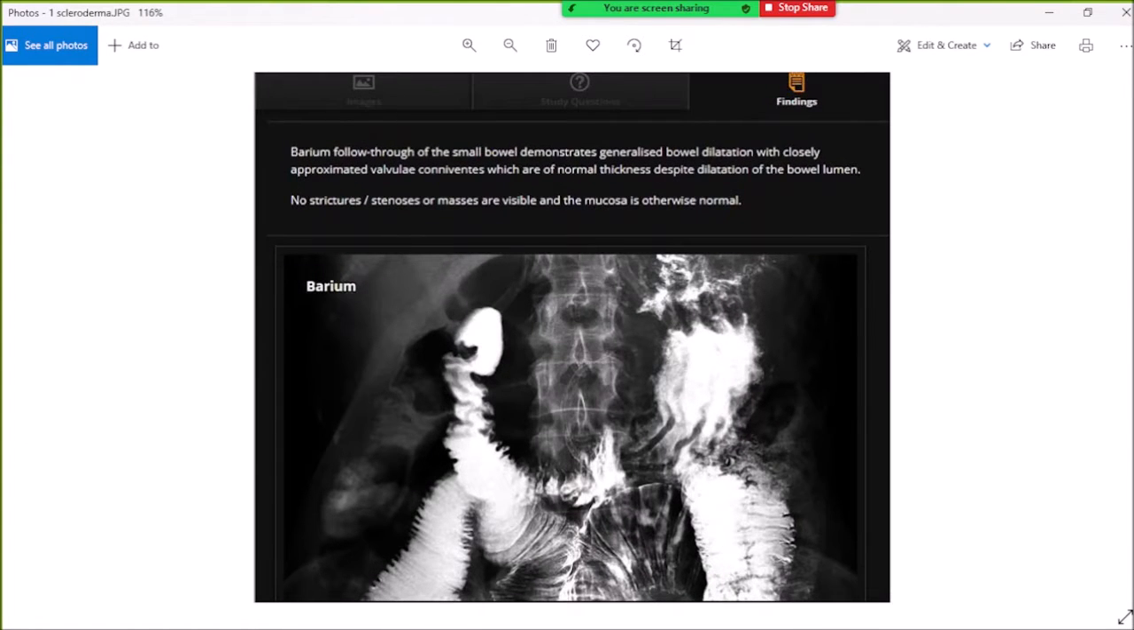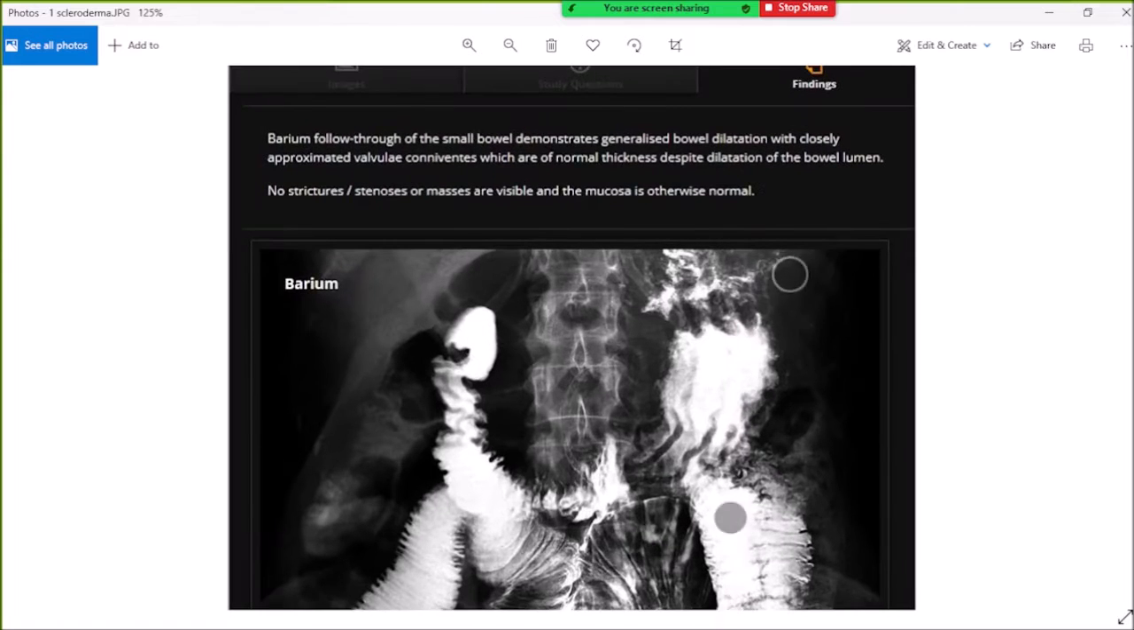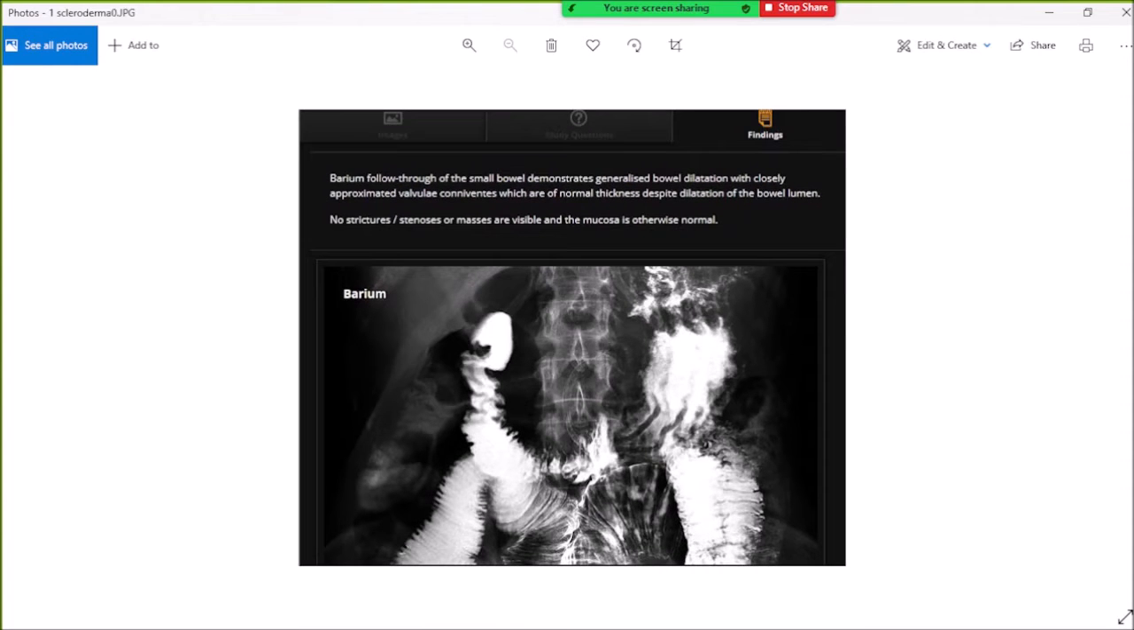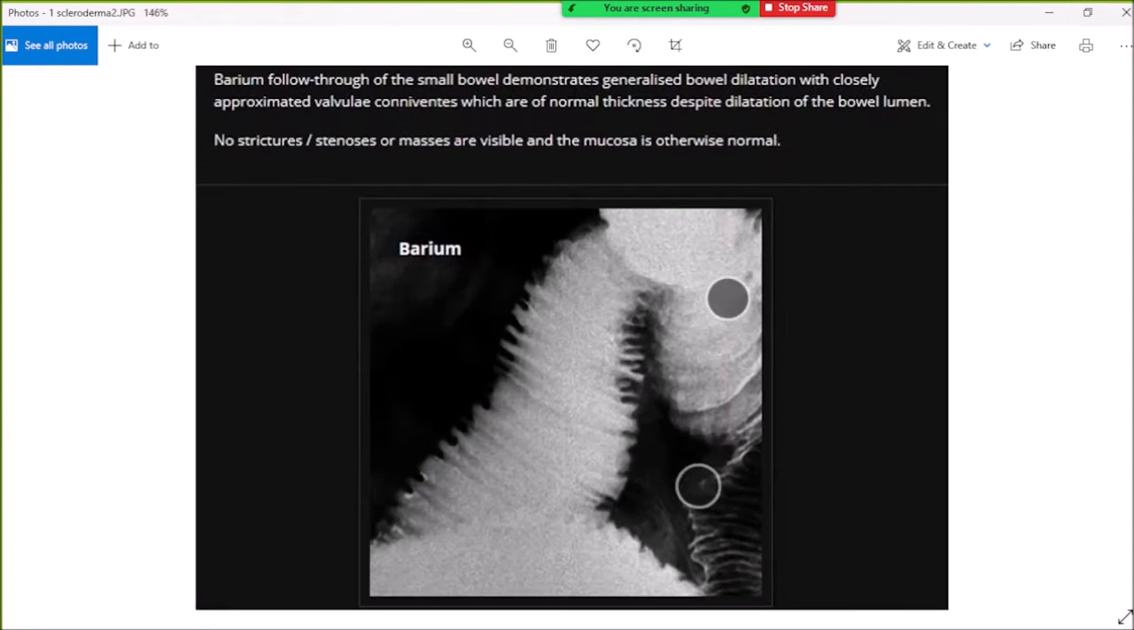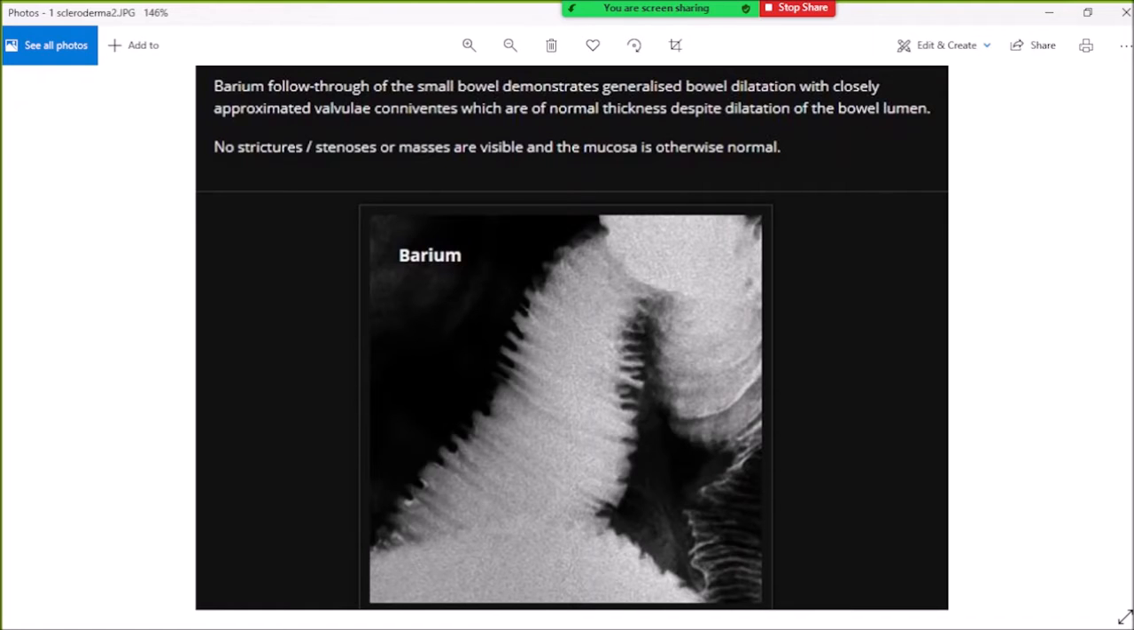Barium follow through of the small bowel demonstrates generalized bowel dilatation with closely approximated valvulae conniventes, which are of normal thickness despite the dilatation of the bowel lumen. No strictures, stenosis, or masses are visible and the mucosa is otherwise normal. It is again scleroderma, but they are showing it in magnified view. We must say that there is generalized bowel dilatation with closely approximated valvulae conniventes, which are of normal thickness.